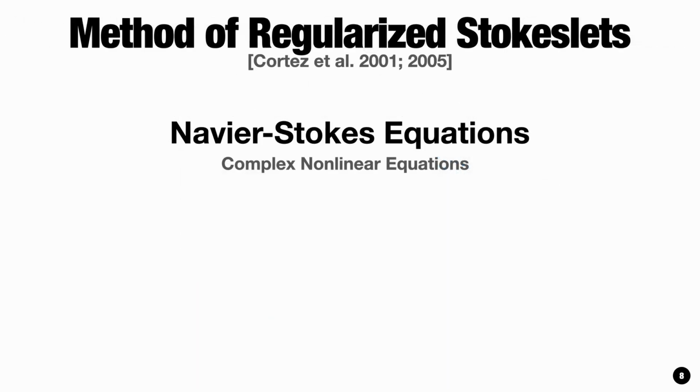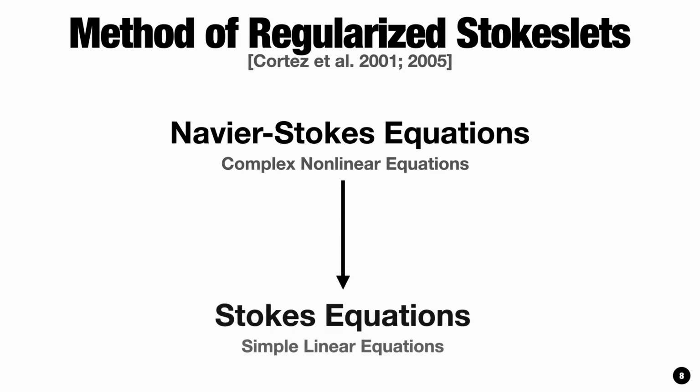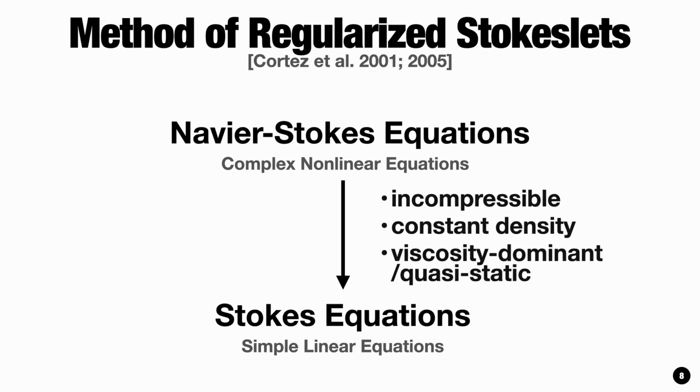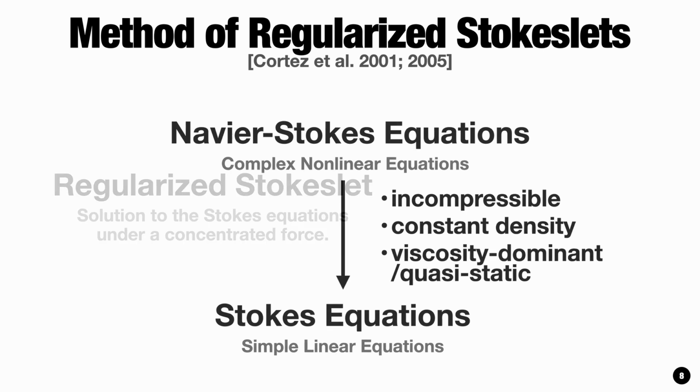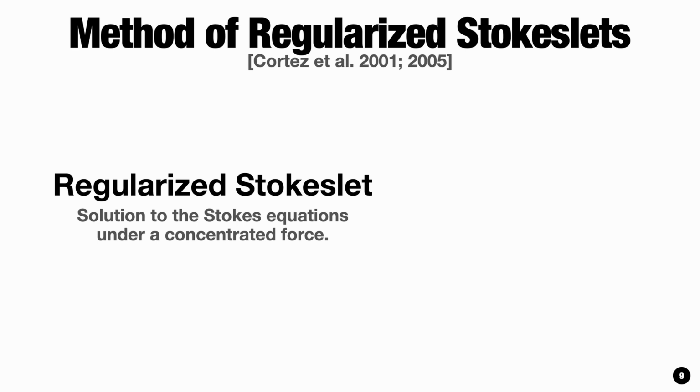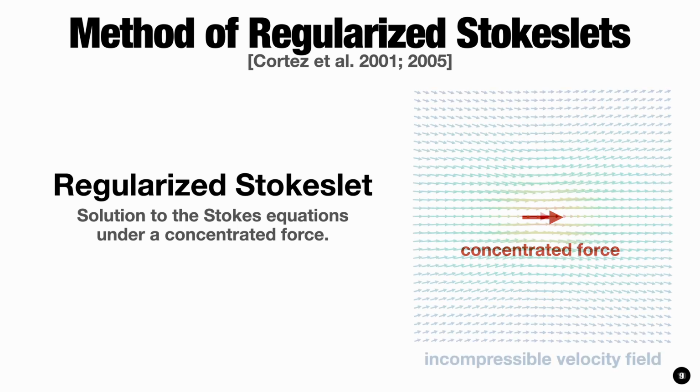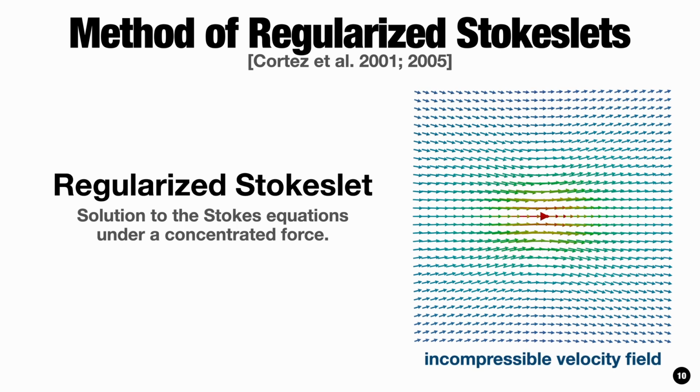We consider the Navier-Stokes equations, the complex nonlinear equations that describe the behavior of fluids. We can simplify these complex equations into the Stokes equations, which are simple linear equations, by assuming that the velocity field is an incompressible, constant density, and viscosity dominant quasi-static flow. For such simple equations, we can get an analytical solution called the regularized Stokeslet under a concentrated force. Given the concentrated force at one point, we can get an incompressible velocity field induced by that.